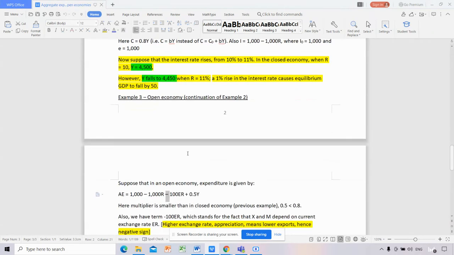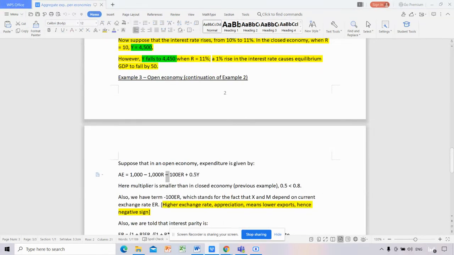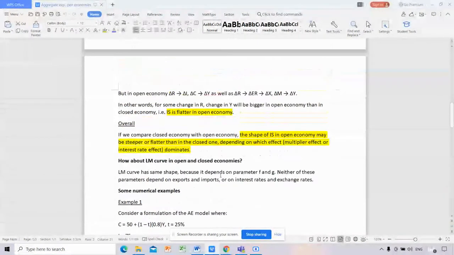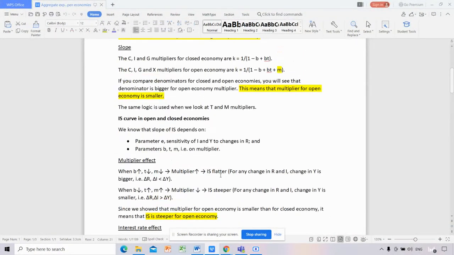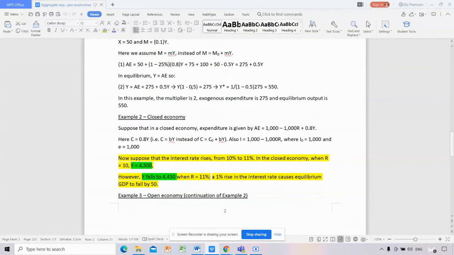And one more thing. Here the multiplier is 0.8, but here in the open economy it's 0.5. Why? Because the multiplier is smaller in the open economy than in the closed economy. Is it? Yes, it is. The multiplier for the open economy is smaller, as we just established here. And so, if the interest rate rises, what will happen?